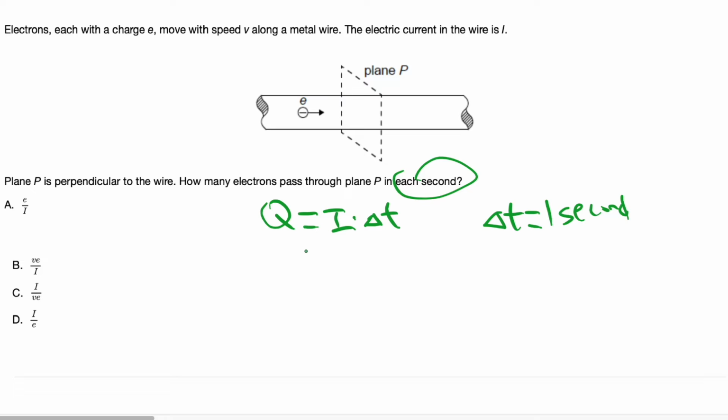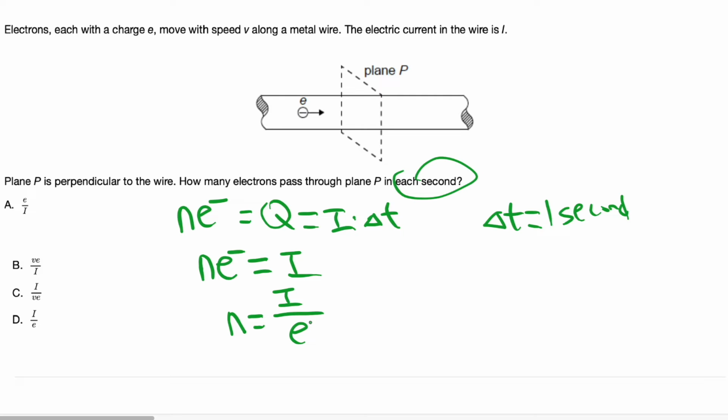Right? And we also know that charge here is equal to n, number of electrons, multiplied by the charge of an electron. So n multiplied by the charge of an electron is just equal to I, since t is equal to 1. Therefore, n will be equal to I divided by the charge of an electron. In this problem, the charge of an electron is represented by the letter E. So the answer will be D.